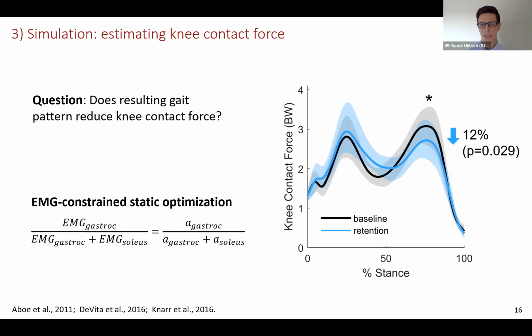And we saw a 12% reduction in the second peak of knee contact force, which is similar to the effect of losing between 16 and 38% of body weight for these subjects.